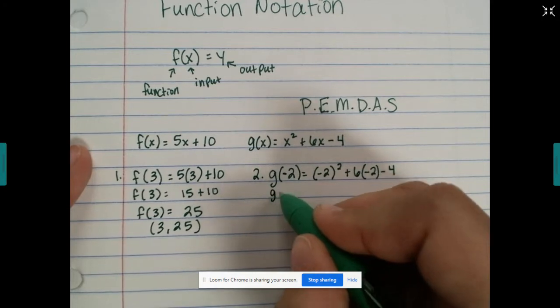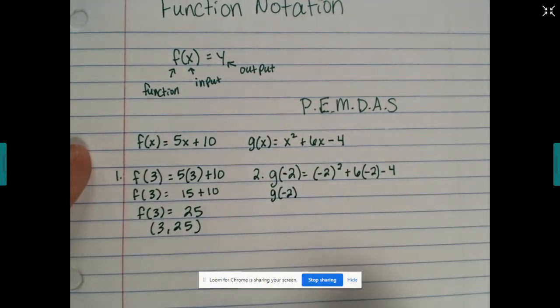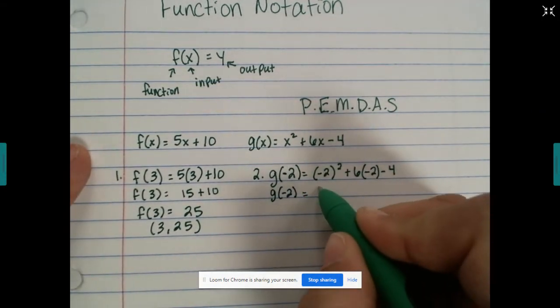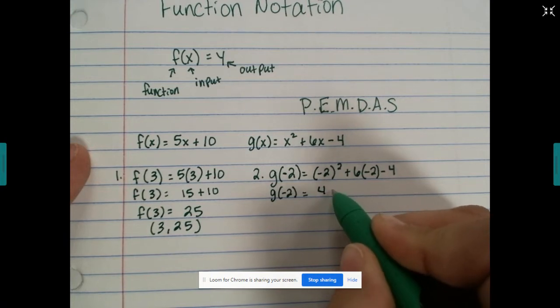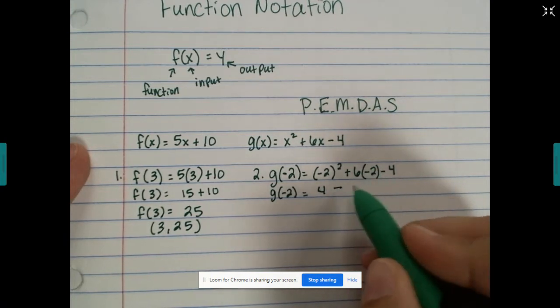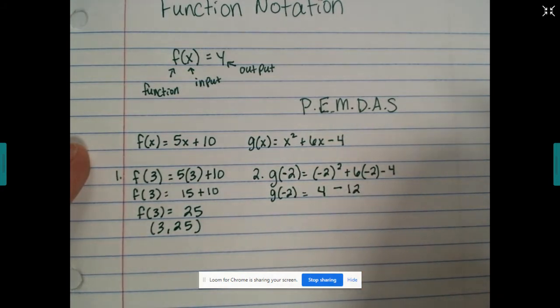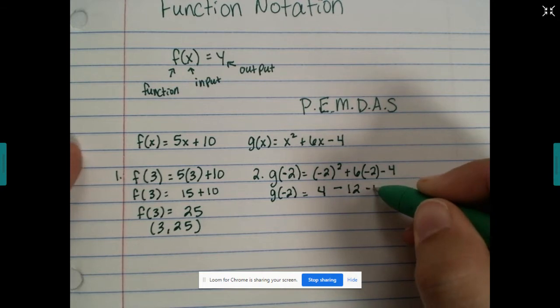So then we can go ahead and simplify it. Again, we just said (-2) squared was 4. How about 6 times -2? -12 minus 4.